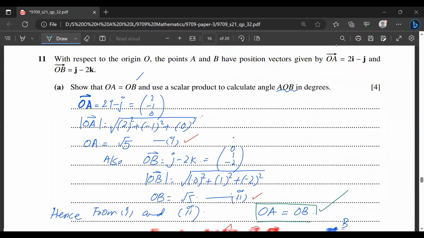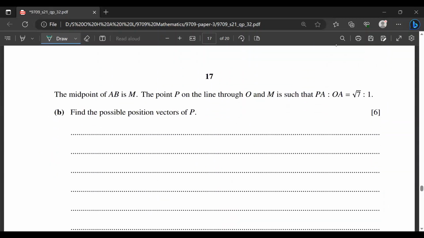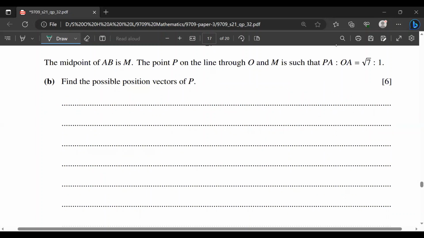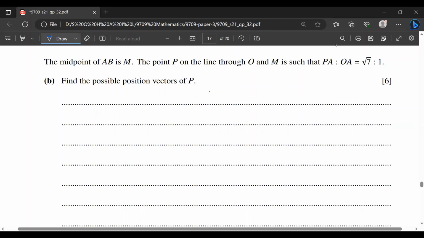And this is for 4 marks. Next part is: the midpoint of AB is M. The point P lies on the line through O and M such that PA is to OA, this ratio, is equal to root 7 is to 1. Find the possible positions for P. P is a point on the line through O and M. And first, we need to find the equation for the line OM, and you can't find this line OM without knowing the point M. And M is the midpoint of AB.